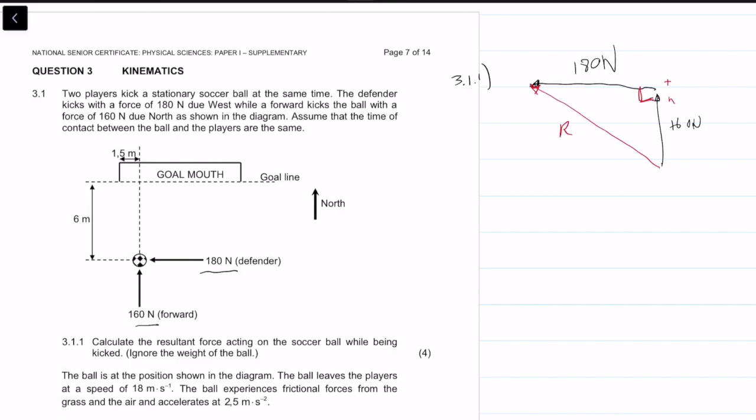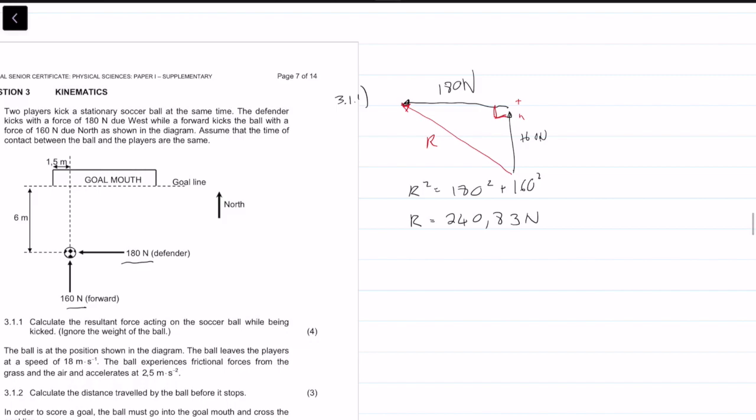We know that's a 90-degree angle, so by using Pythagoras we can say that r squared is equal to 180 squared plus 160 squared. So r is equal to 240.83 newtons. A vector must have a direction, so our angle is going to be this angle here, theta, and tan of theta is going to be our opposite, which is 180, over our adjacent, which is 160, and therefore theta is going to be equal to 48.37 degrees.